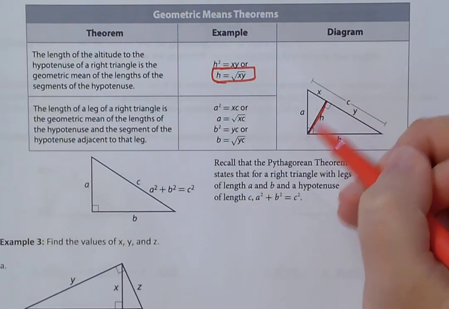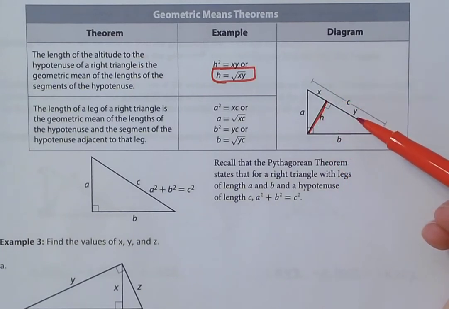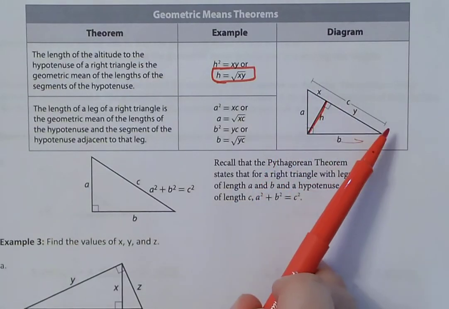Again, if you're trying to find this length right here, it's the square root of this part times this part. You don't need to use the legs at all or the whole hypotenuse.